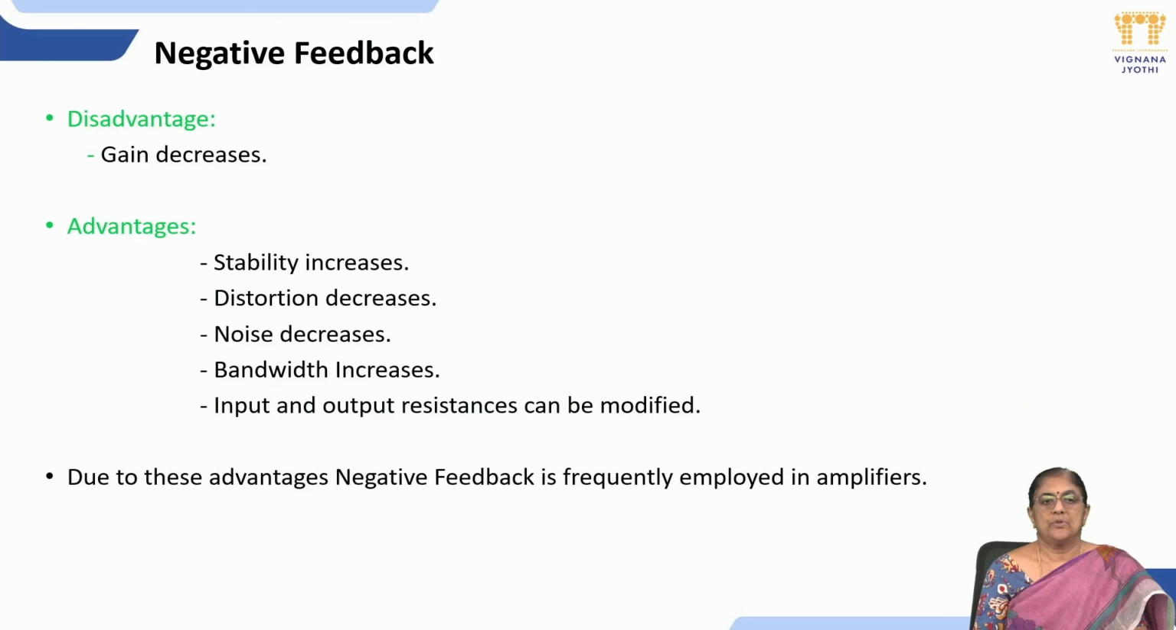Next, we will see the disadvantages of negative feedback. The disadvantage is that gain decreases, but it has so many advantages. Advantages of negative feedback are that stability increases, distortion decreases, noise decreases, and bandwidth increases. Input and output resistance can be modified according to the type of feedback. Due to these advantages, negative feedback is frequently employed in amplifiers.